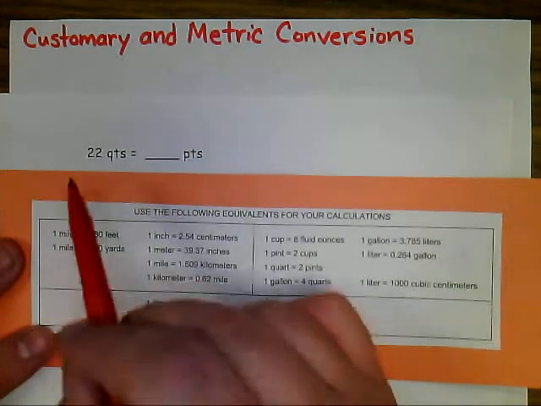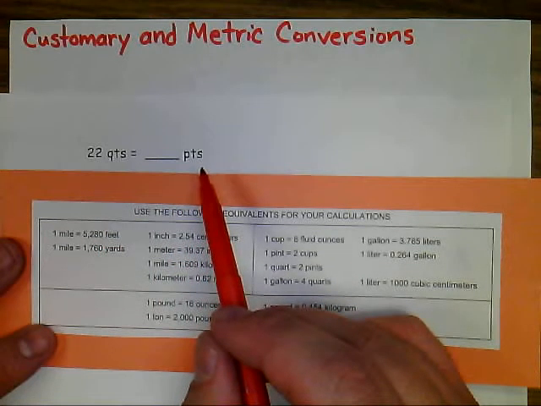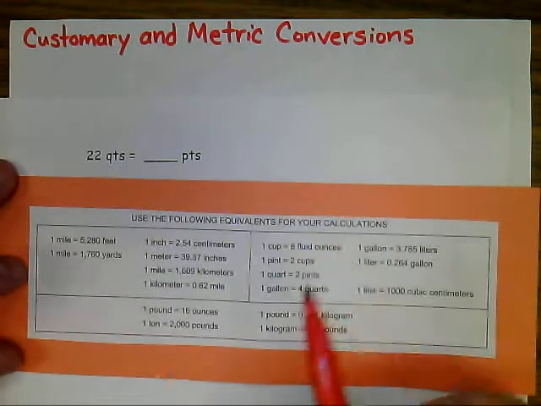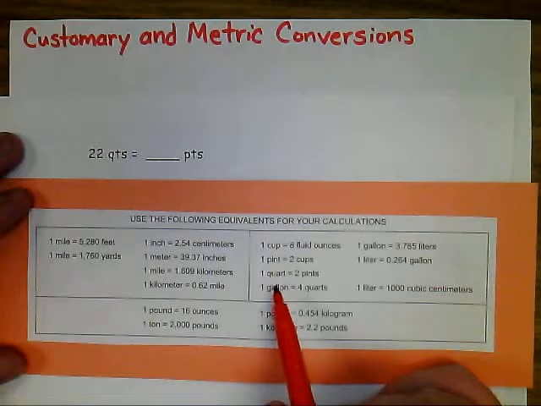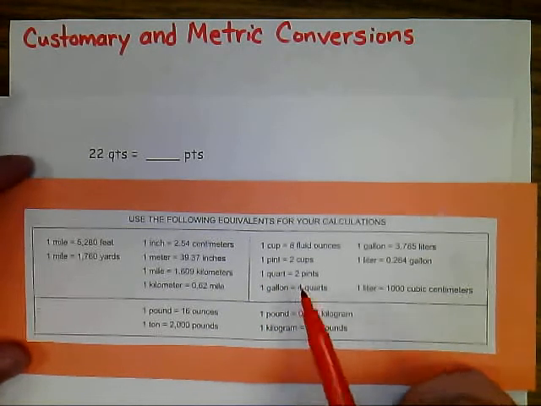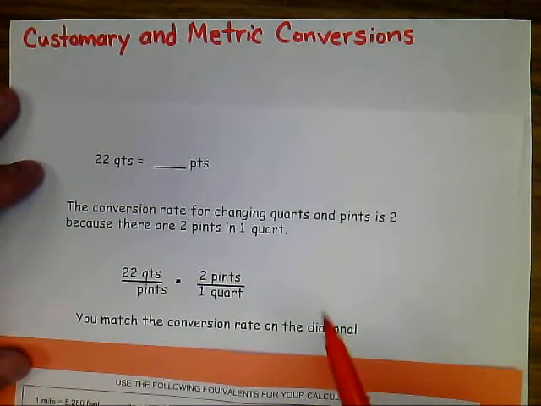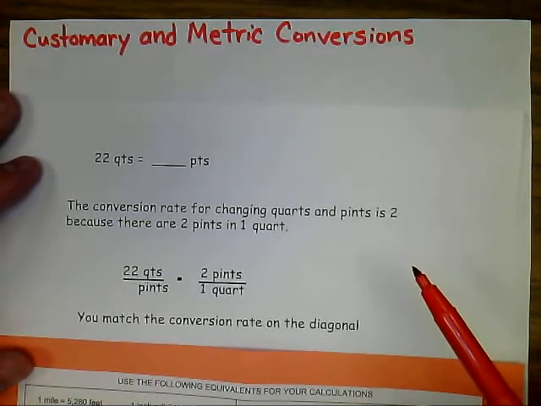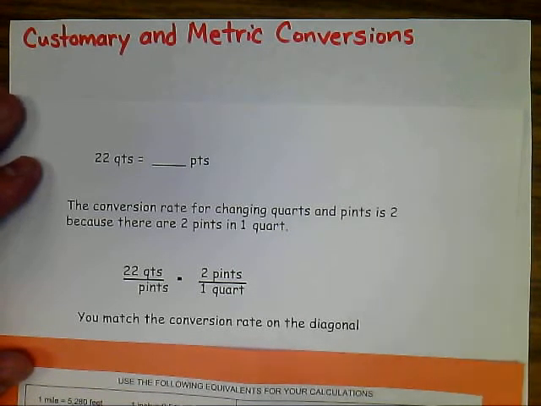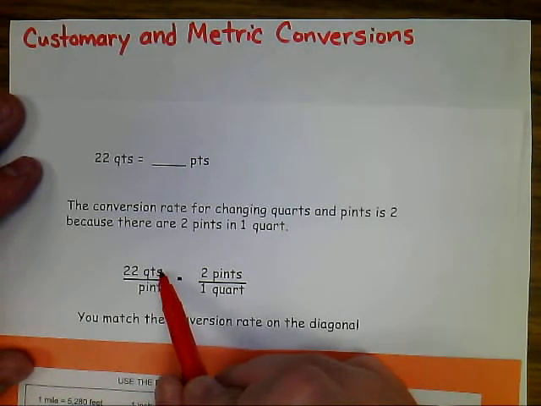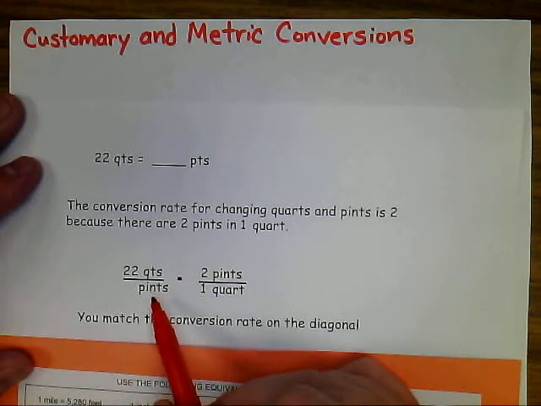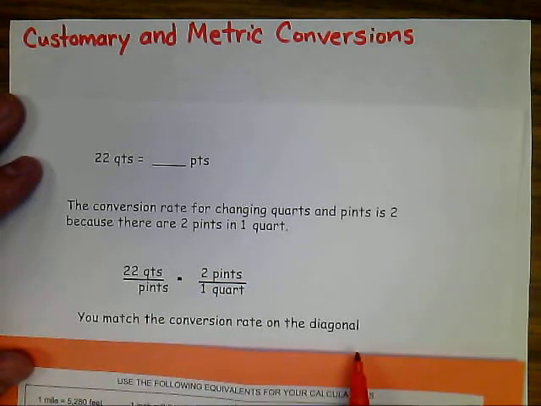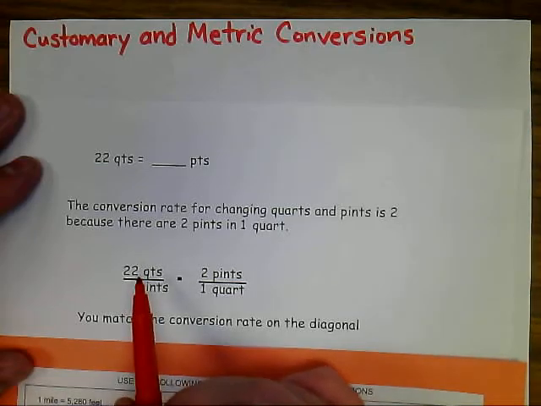In this example, we're going from quarts to pints. Now, in order to do quarts to pints, we need to find that on our reference sheet. You can see that 1 quart is equal to 2 pints. So the conversion rate for changing quarts and pints is 2, because there are 2 pints in 1 quart. Notice that when we set this up, we put the quarts on the diagonal and the pints on the diagonal. You match the conversion rate on the diagonal. Now we're set. We can multiply.